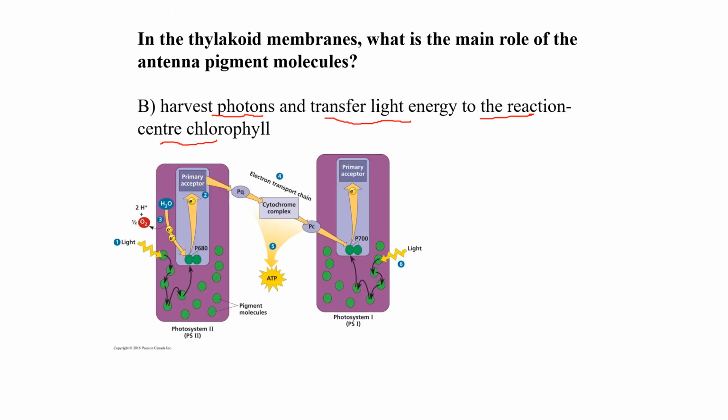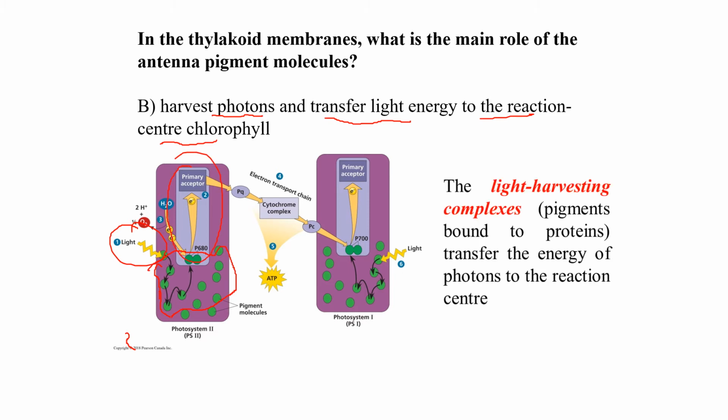So here you have the light, here you have all these pigments bound to a protein that are going to take all these photons, absorb them, and transfer the light energy to this, that is the reaction center. So as I said, they are formed by pigments bound to proteins and they transfer the energy to the reaction center.